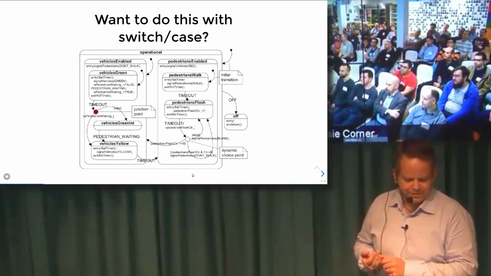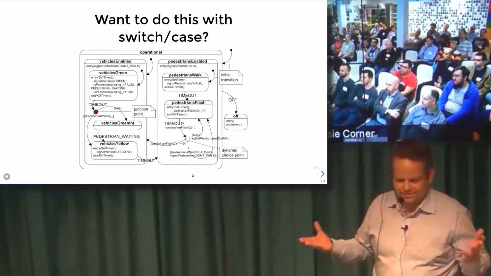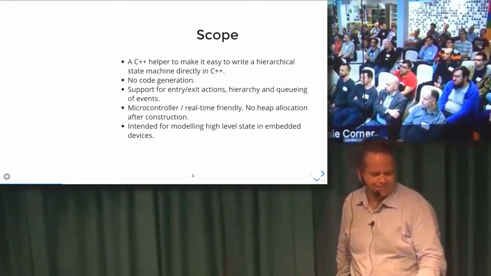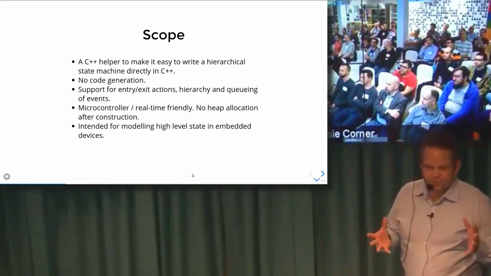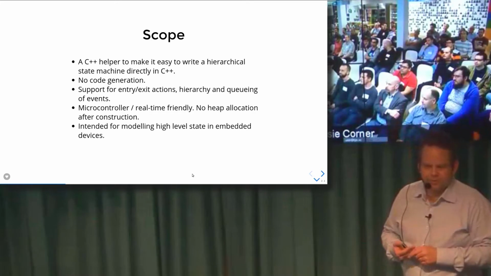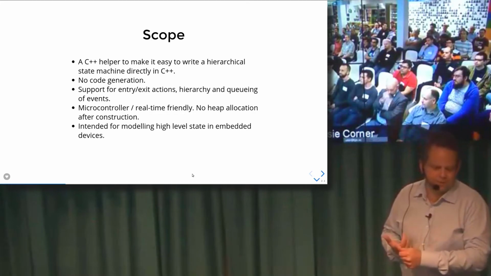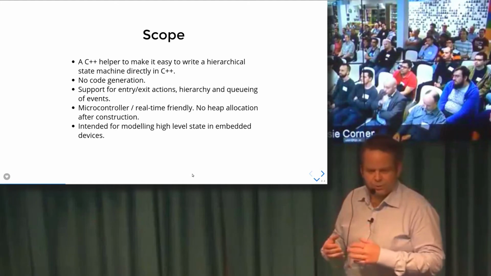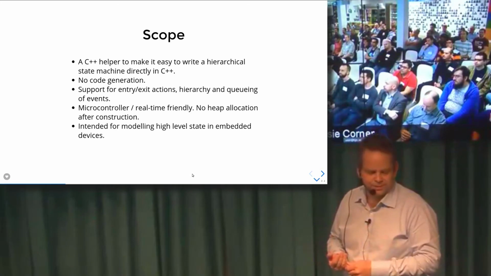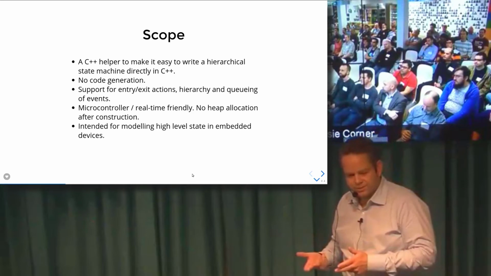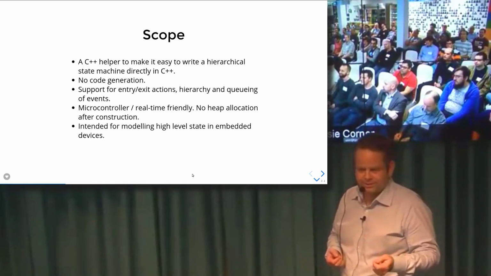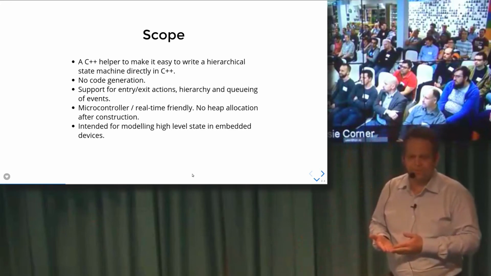So how do you do this in C++ in a fairly decent way, more or less? I've written a small helper. I wouldn't call it a library: a C file, a CPP file, and a header file. The scope for this is more or less to make it easy to write these state machines. There's no code generation tool. I want entry actions and exit actions, support for that.